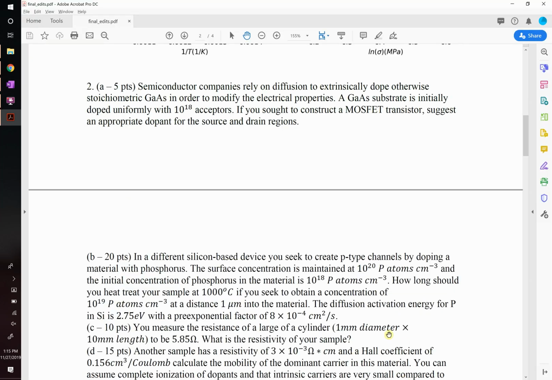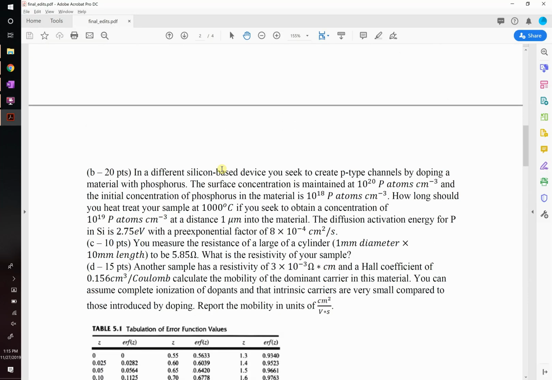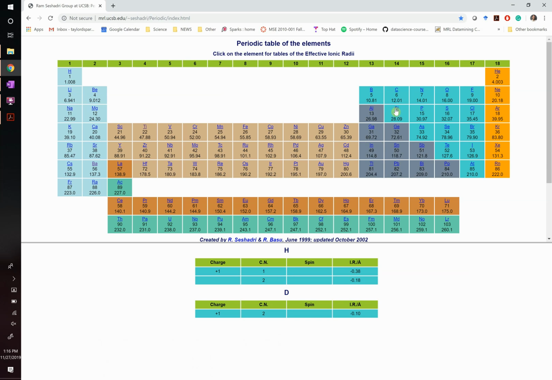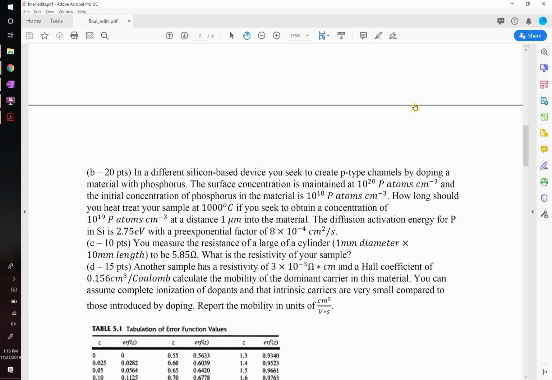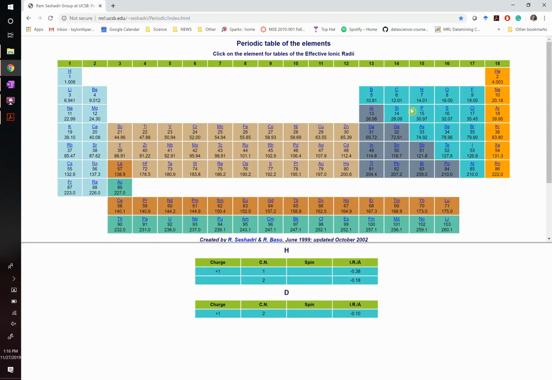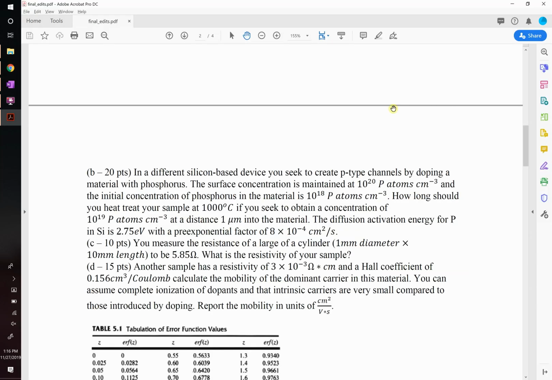It says, okay, in a different silicon-based device, you seek to create p-type channels by doping a material with phosphorus. Let's make sure that makes sense. Silicon's right here, phosphorus is to the right. It's going to act as an electron donor. I said you seek to create p-type channels by doping a material with phosphorus. That's just wrong. That should be aluminum. I don't know if I actually published that or not. That should be n-type. I don't know if we caught that afterwards or not, but that's not right. You see why that should be n-type? Phosphorus is to the right, so that should make an n-type material.